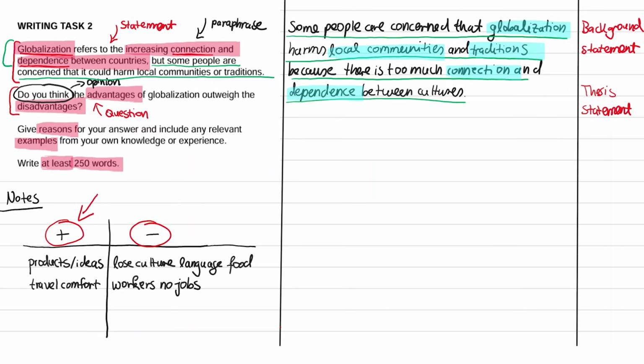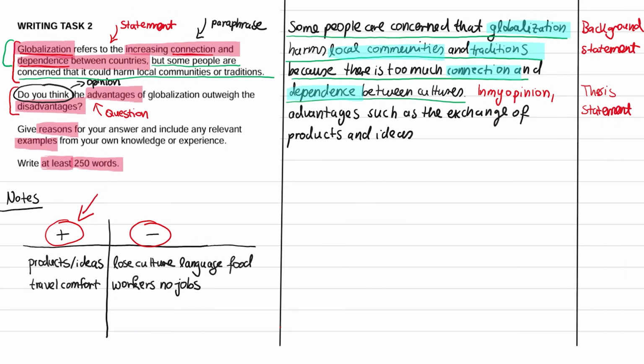Now, let's write the second sentence using the sentence starter, in my opinion, from my template. In my opinion, advantages, such as the exchange of products and ideas, outweigh the disadvantages. As you can see here, I use high-scoring vocabulary, such as introduce as an example and exchange is an advanced word. It's super important to state your opinion here.